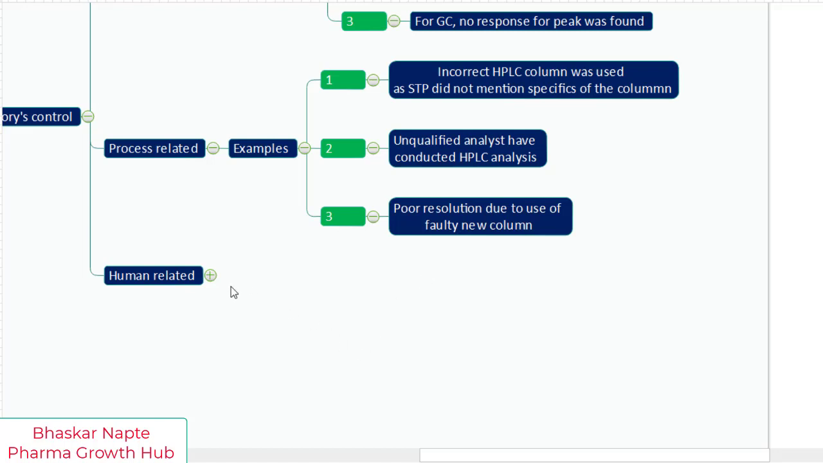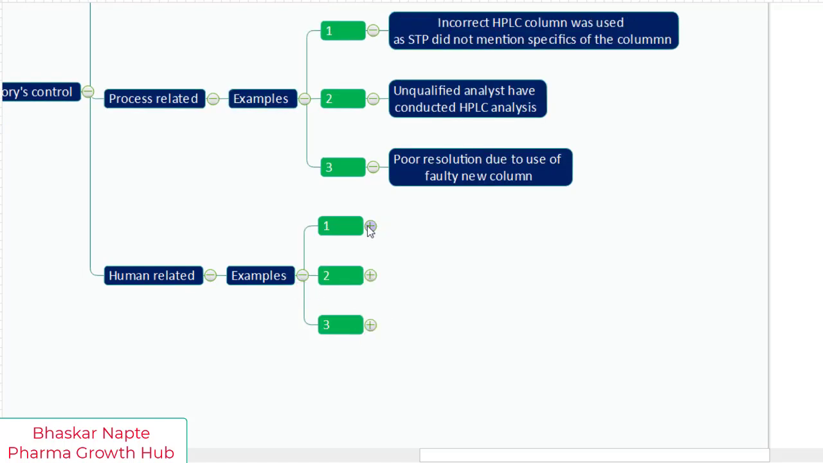Let me also give an example of human related incidences, and these are the three. The first one is weighing error.